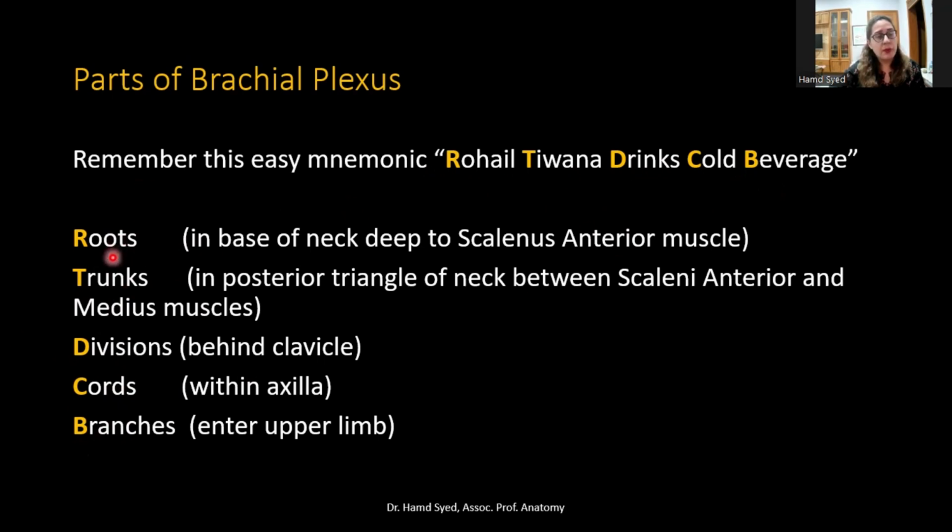Now, the roots, as I showed you, are in the base of the neck, deep to the scalenus anterior muscle. Then come the trunks of the brachial plexus. They're located in the posterior triangle of the neck between the scaleni anterior and medius muscles. Then come the divisions, which are lying behind the clavicle. The cords, these are the parts of the brachial plexus which are within the axilla, and the branches will enter the upper limb.